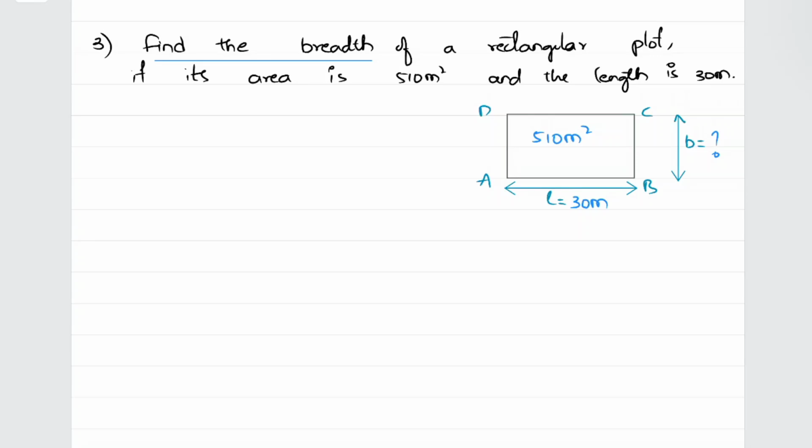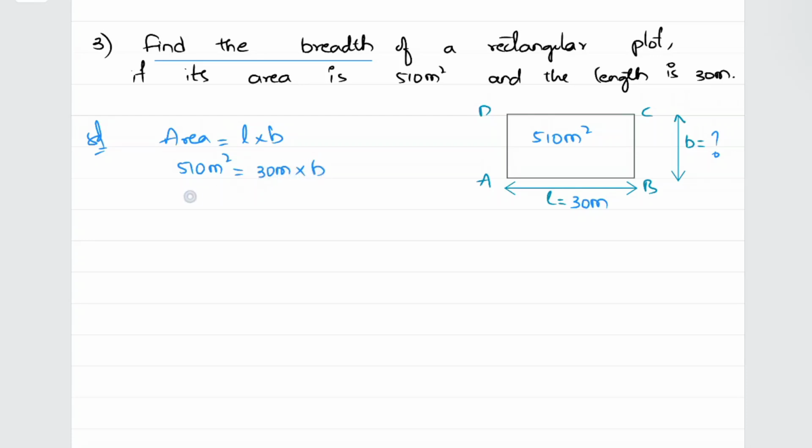So what is the area formula? Area of a rectangle is equal to L into B. So the area is 510 meters square, the length is 30 meters, and we have to find the breadth.